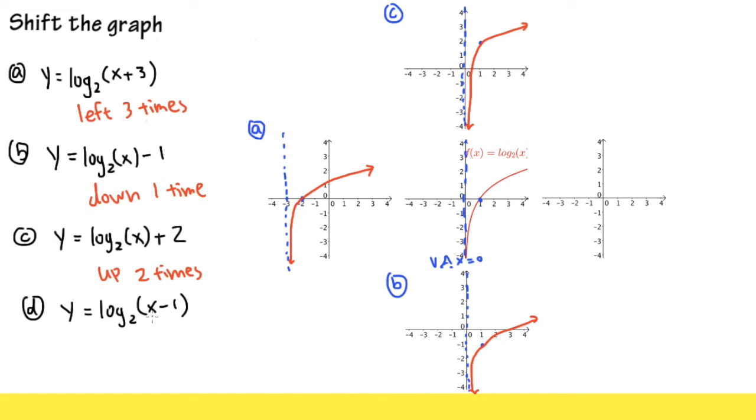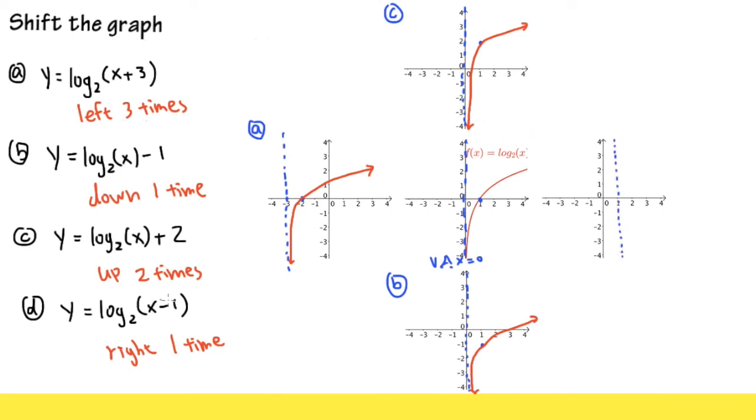Okay? And at the end, you can guess it, this right here has to go to the right. Here we have x minus 1 inside the logarithm. We have the minus 1 directly attached to the x. When you see the minus 1, you have to remember it's actually going toward the right. We have to move the graph to the right 1 unit. So we actually have to move the vertical asymptote this time. Originally it was at 0. I have to move this to the right 1 time. So I will have the vertical asymptote right here now.